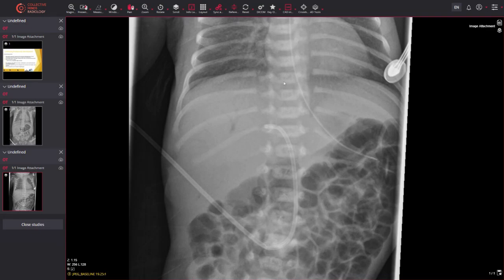We want to avoid that because it comes with a whole host of complications, including thrombus and perforation. We want, ideally, the tip of the line to be here. So this will need to be reinserted.